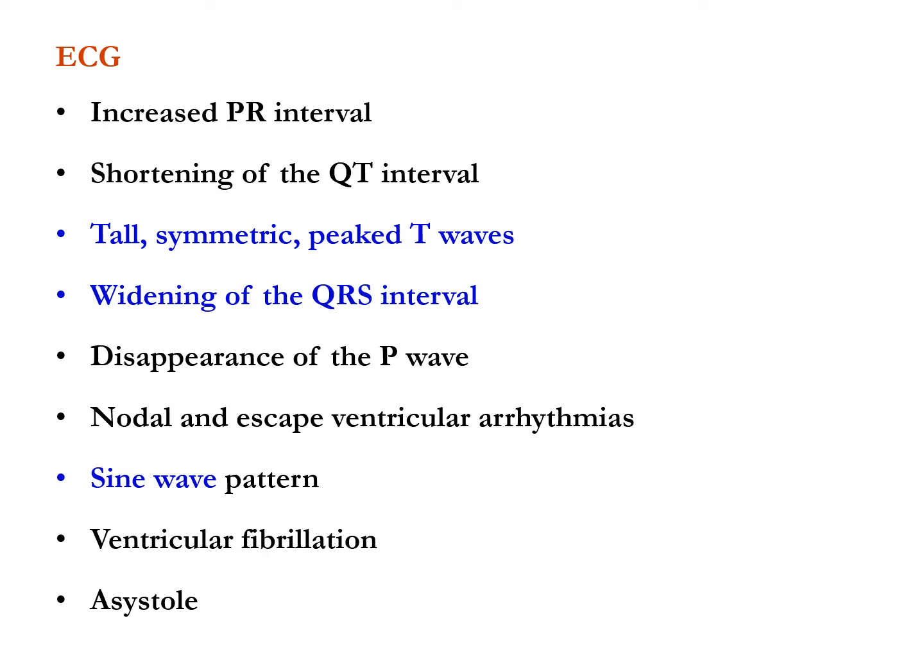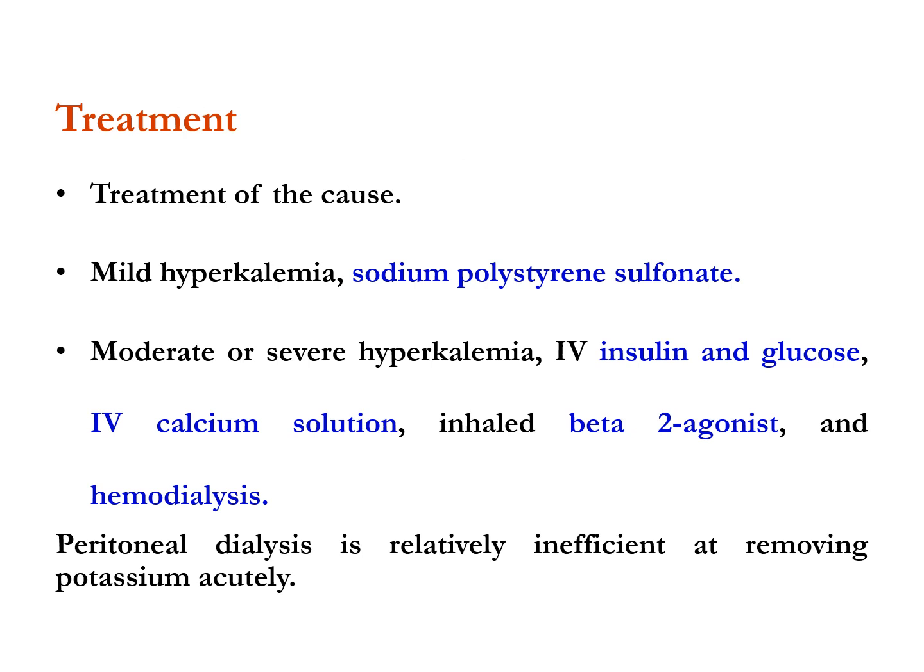ECG in a hyperkalemic patient may show increased PR interval, shortening of the QT interval, tall peaked T wave, widening of the QRS interval, disappearance of the P wave, nodal and escape ventricular arrhythmia, sine wave pattern, ventricular fibrillation, or even asystole. How to treat a case of hyperkalemia?